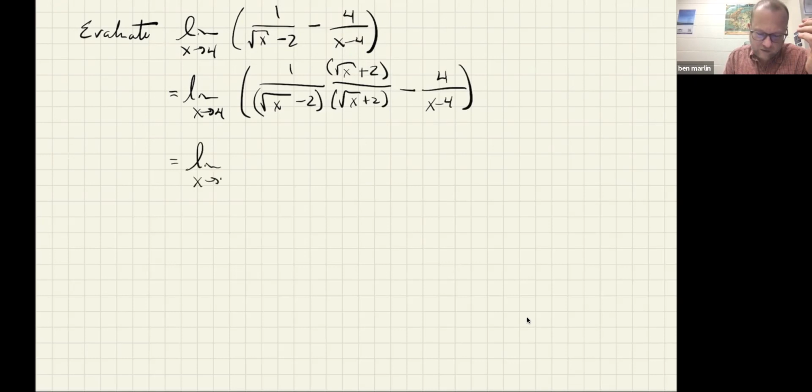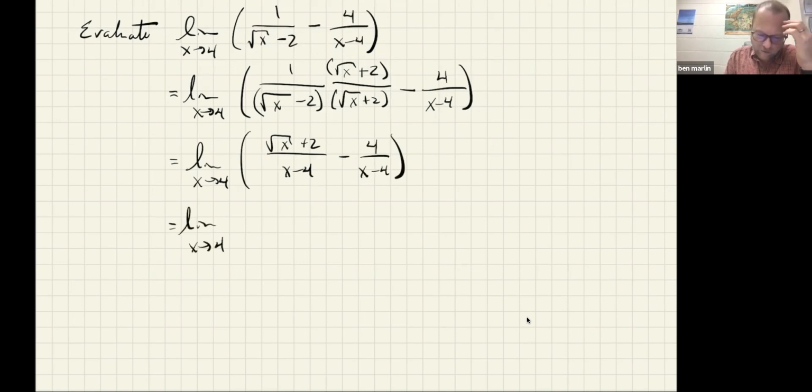So the limit as x goes to 4. And notice that your numerator here is square root of x plus 2 divided by, on the bottom, you do want to multiply that out. It's a difference of squares, and you get x minus 4. Okay, so that means that we now have the limit as x goes to 4 of, since they've got the same denominator, we can put them together, and we end up with a square root of x, and then plus 2 minus 4 is a minus 2, and then we have x minus 4.